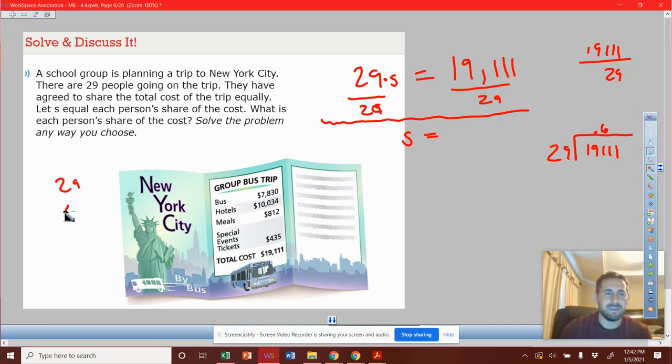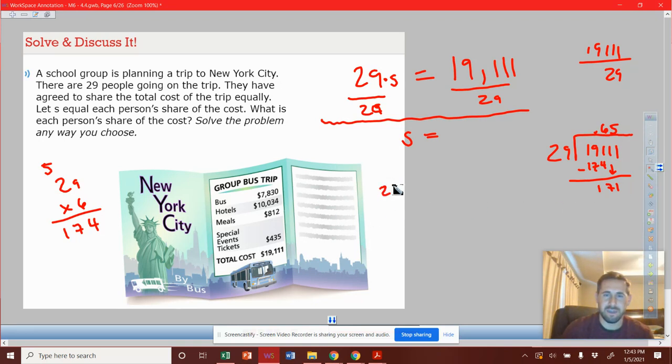So 29 times 6: 6 times 9 is 54. 6 times 2 is 12, but add the 4, so we're at 174. I cannot get another 29 to fit into that. So 174, and now we can subtract. When we subtract that away, we end up being 17 away. And now I can bring down another 1. You can see if this was 6 of them, now we're just going to be able to get 5 of them because 6 would have been over.